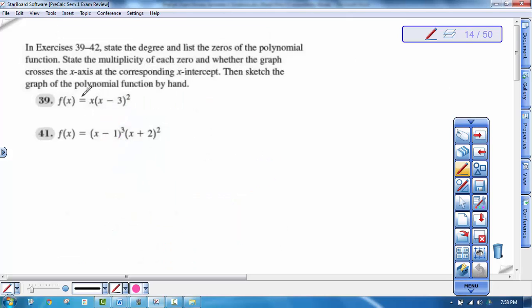Okay, next one, 39, wants us to sketch a graph and state the degree, list the zeros. Because I've got one exponent here and one here, it's degree 3, so when I FOIL it all out, I'd have x cubed. The zeros, x equals 0, that's got a multiplicity of 1. And then I also have x equals 3, that has a multiplicity of 2.